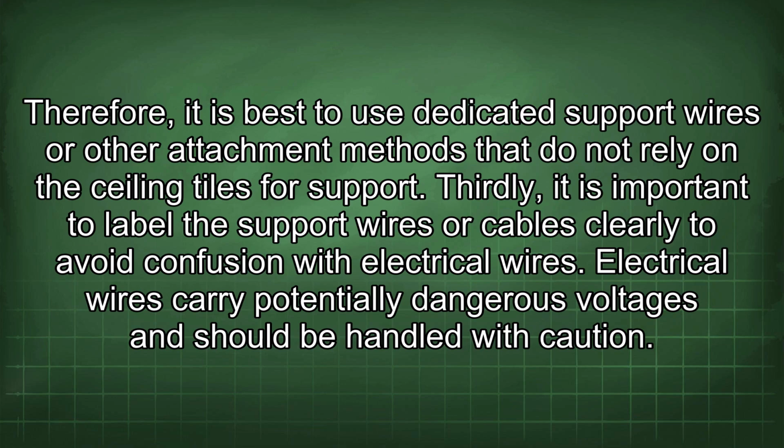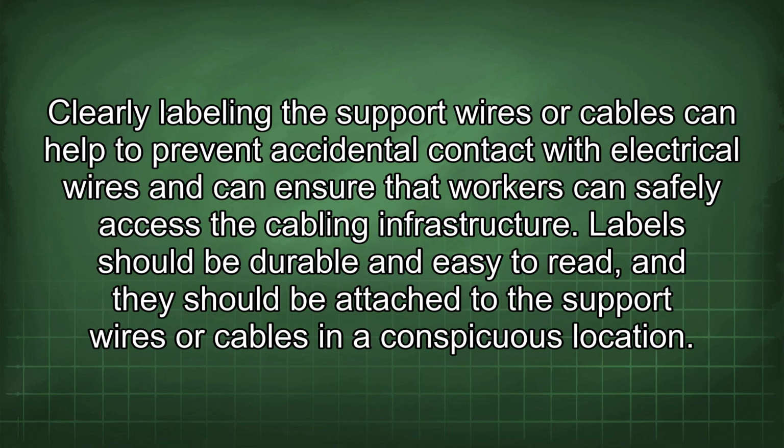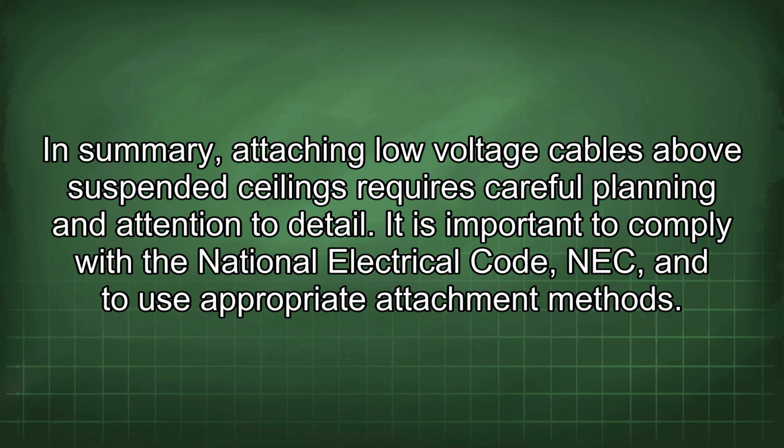Thirdly, it is important to label the support wires or cables clearly to avoid confusion with electrical wires. Electrical wires carry potentially dangerous voltages and should be handled with caution. Clearly labeling the support wires or cables can help to prevent accidental contact with electrical wires and can ensure that workers can safely access the cabling infrastructure. Labels should be durable and easy to read, and they should be attached to the support wires or cables in a conspicuous location.